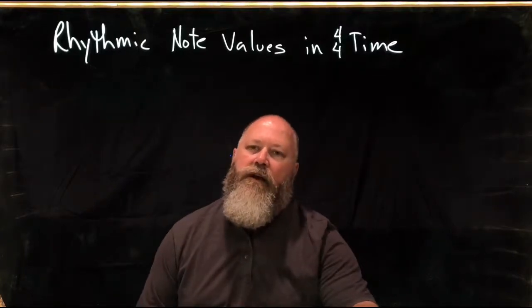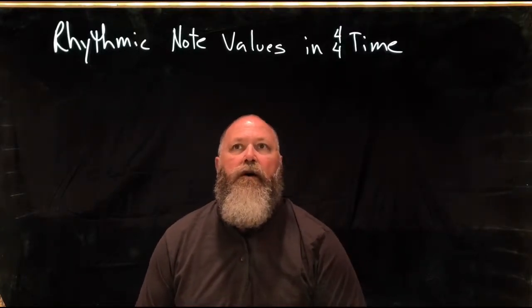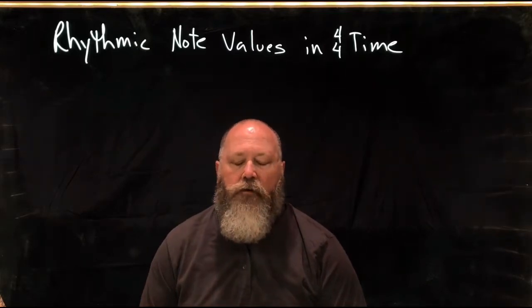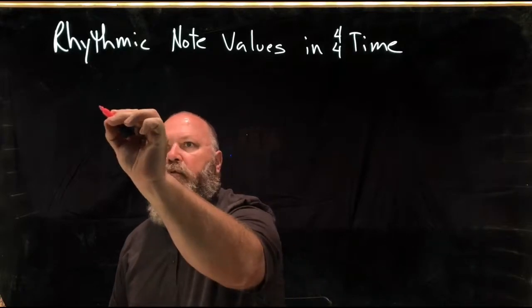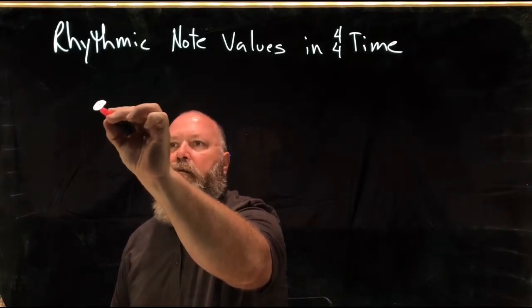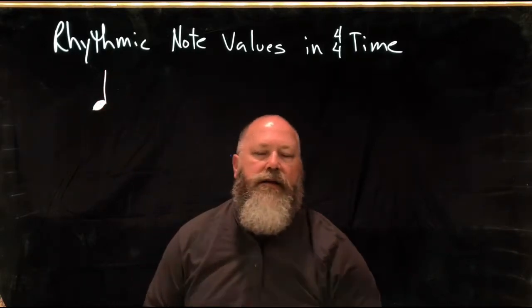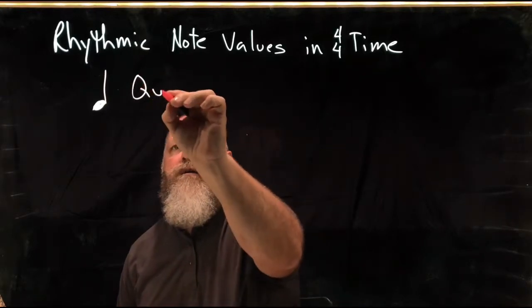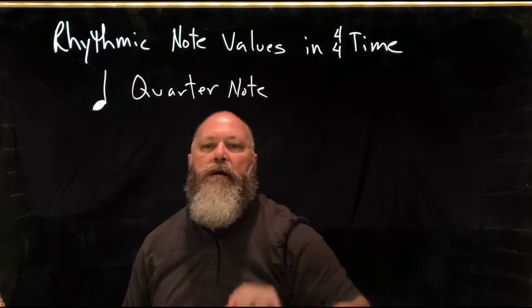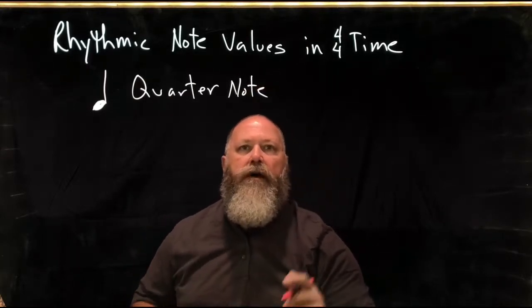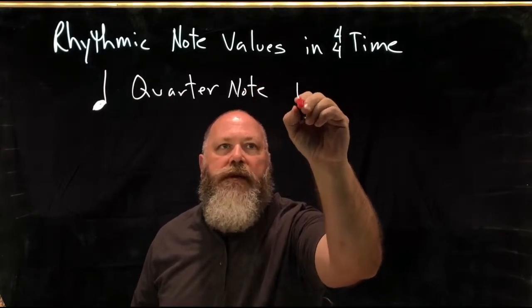The subject of this video is about rhythmic note values in 4/4 time. The first one we're going to talk about is the quarter note. Quarter note looks like this. It has a note head and a stem. The quarter note in 4/4 time gets one beat.